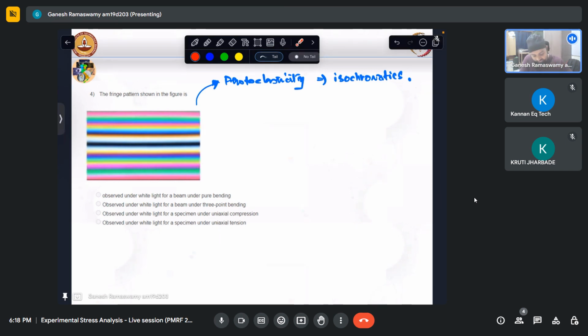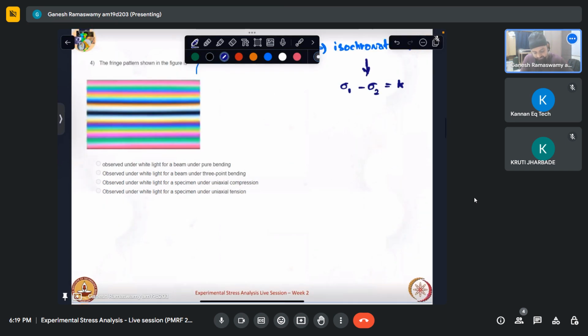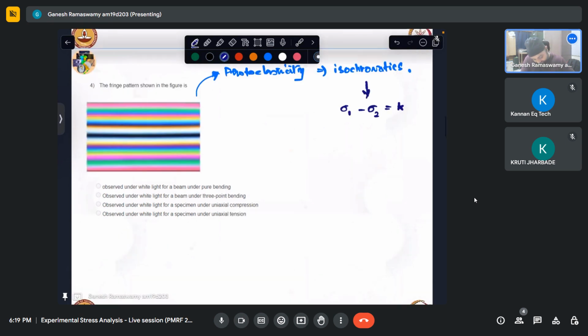That is why these are called isochromatics, and these carry the information of sigma 1 minus sigma 2 equal to some constant k. What that k is, we discussed in the previous session also. So when we use white light, we basically get colored fringes. So that ends this part of the question, that all are observed in white light.